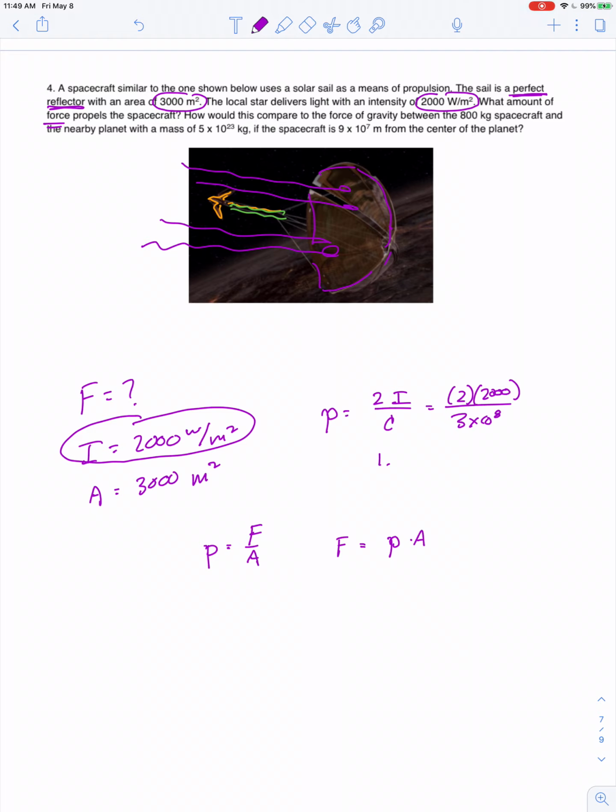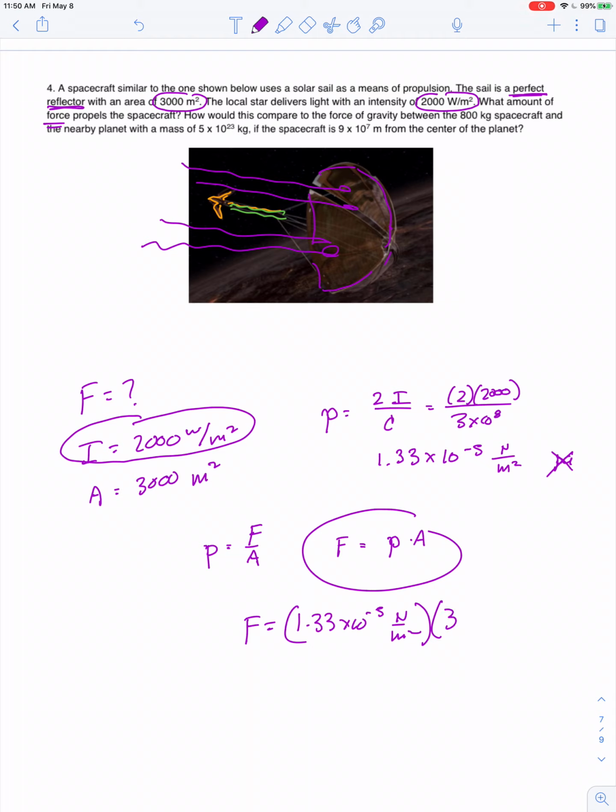This gives us a pressure of 1.33 times 10 to the negative 5th newtons per square meter, or pascals if you prefer. So then force is equal to pressure times area. So it's 1.33 times 10 to the negative 5th newtons per square meter multiplied by 3,000 square meters. And this gives us a force of 0.04 newtons. Not a whole lot.